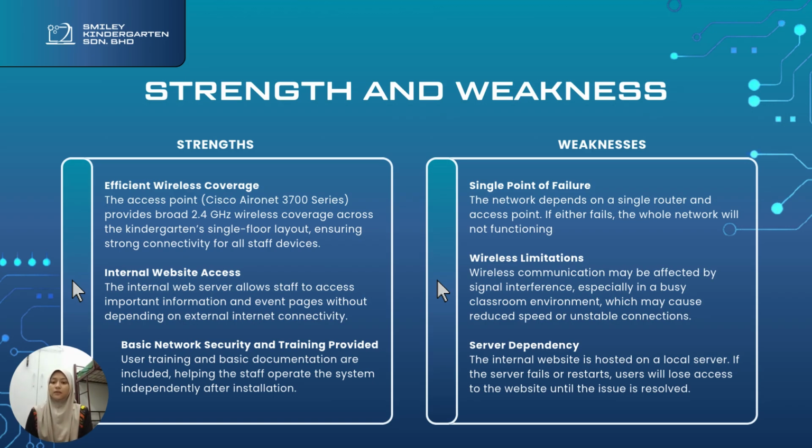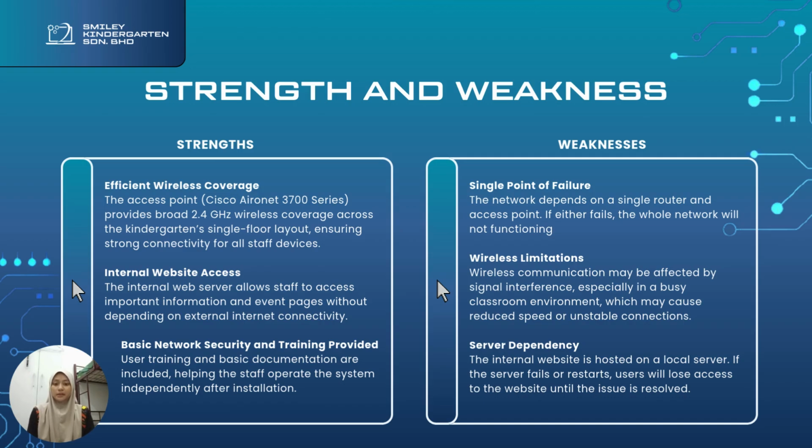The internal web server allows the staff to access important information and event pages without depending on external internet connectivity. Then for the third one, basic network security and training are provided. And for weaknesses, first, single point of failure. The network depends on a single router and access point. If either fails, the whole network will not function.